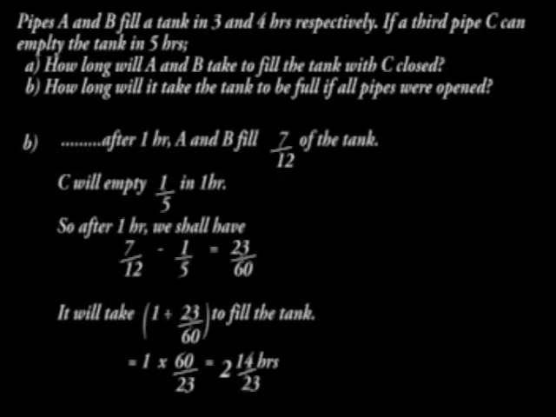If all the pipes are open, after 1 hour, A and B fill 7 over 12, and C will empty a fifth in 1 hour. So, after 1 hour, we shall have 7 over 12 minus 1 over 5, which is 23 over 60 parts of the tank full. It will therefore take 2 and 14 over 23 hours to fill the tank.